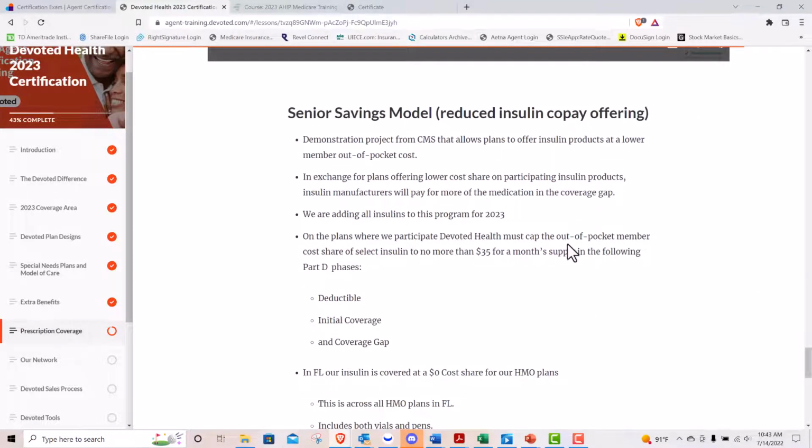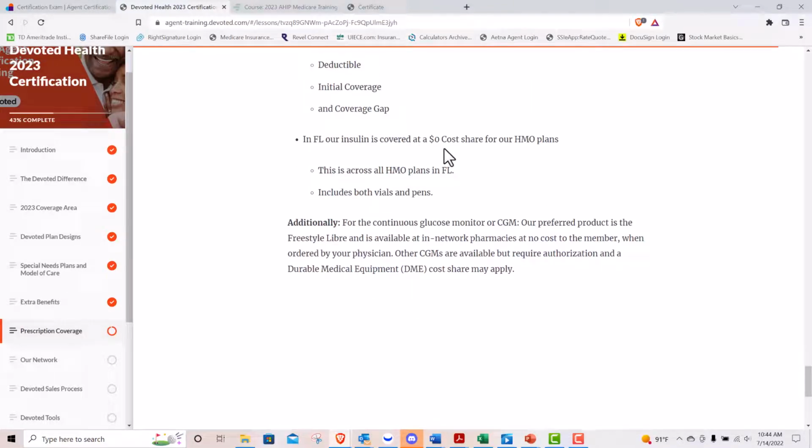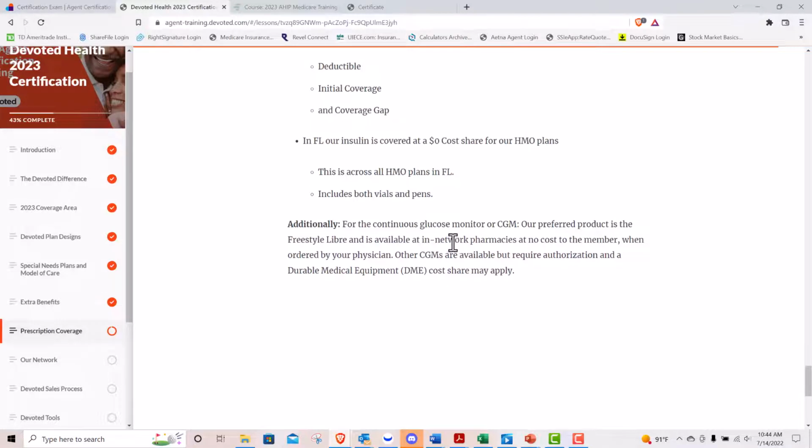Of course, they have the SSM, that senior savings model for insulin. Wow, for HMO plans in Florida, looks like the insulin's covered at 0. That's pretty good.